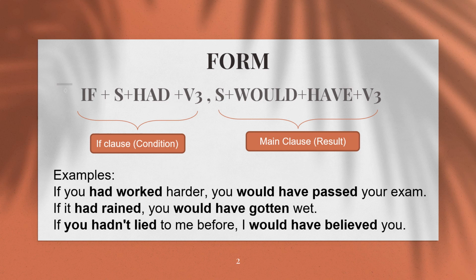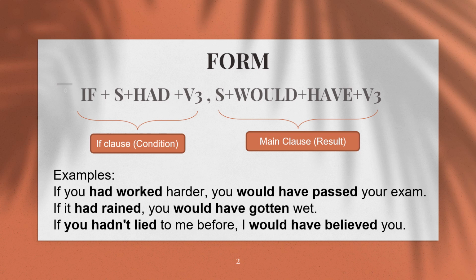What about the next sentence? If it had rained, you would have gotten wet. If in the if clause, we have subject it and then had plus verb 3 rained, while in the main clause, we have subject you, would, have, and verb 3 gotten from the first verb get.